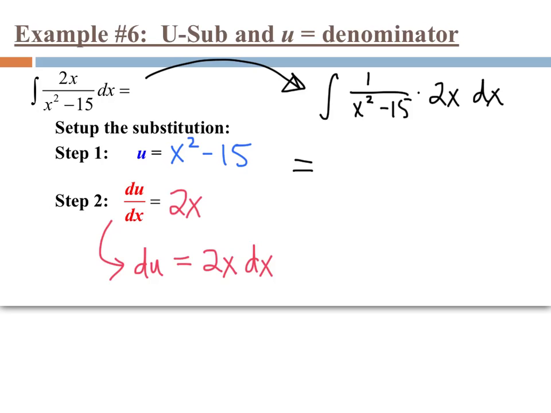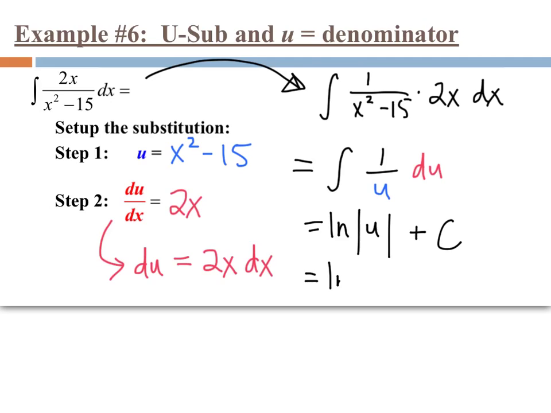So why is that helpful? Well, let's take a look at our substitution now. Instead of having 1 over x squared minus 15, we have 1 over u. And instead of 2x dx, we have a du. The purpose of setting u to be the entire denominator is to get this integrand, because this is one that we know about. The integral of 1 over u is the natural log of the absolute value of u plus c. So in this case, our answer will be natural log of the absolute value of x squared minus 15 plus c. It's a pretty cool technique that works quite often.